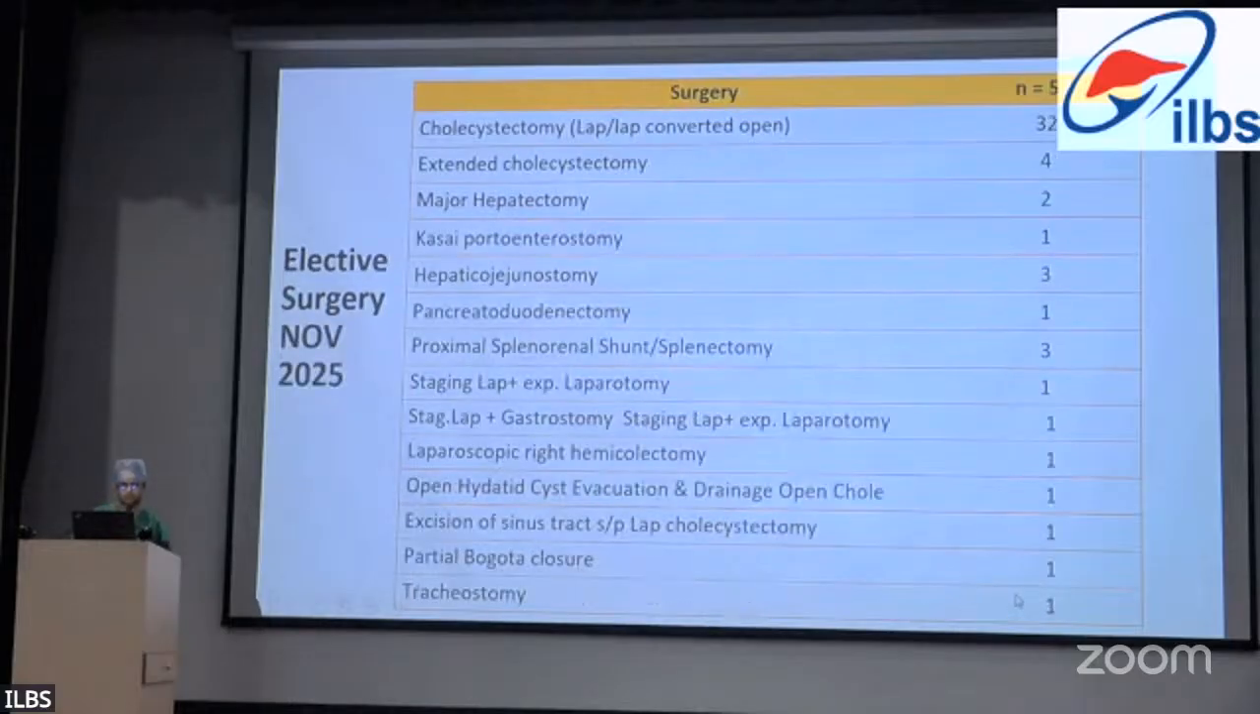In November 2025, we did a total of 32 laparoscopic cholecystectomies, 4 extended cholecystectomies, 1 major hepatic resection, and 1 Kasai portoenterostomy. 3 hepaticojejunostomies and 1 Whipple were done, and around 3 splenorenal shunts and splenectomies were done.